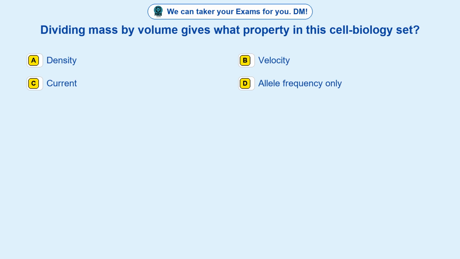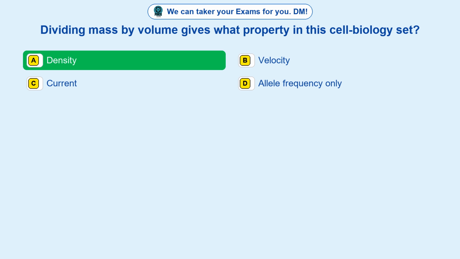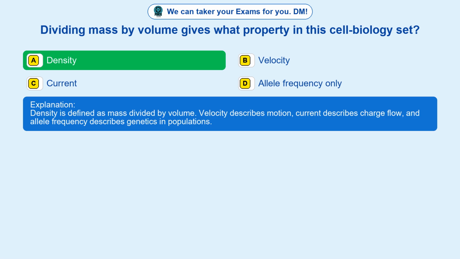Question 78. Dividing mass by volume gives what property in this cell biology set? Option A, density. Option B, velocity. Option C, current. Option D, allele frequency only. The correct answer is option A. Density. Density is defined as mass divided by volume. Velocity describes motion, current describes charge flow, and allele frequency describes genetics in populations.